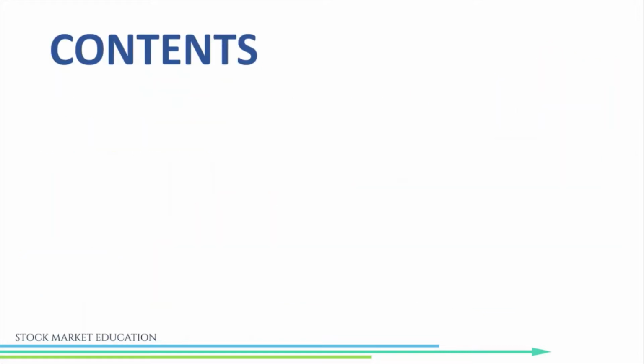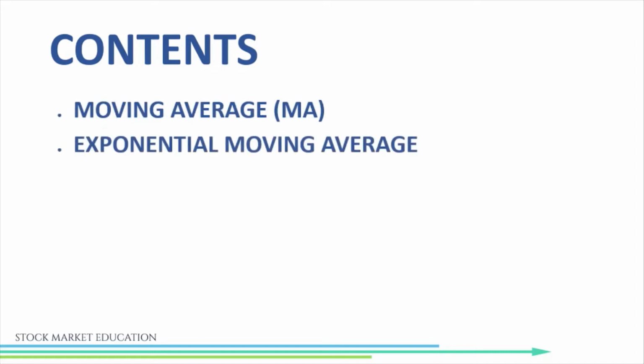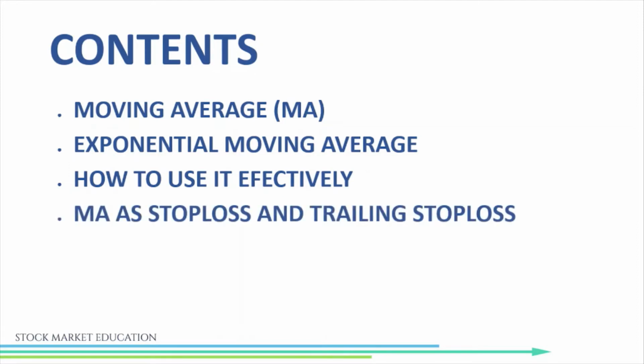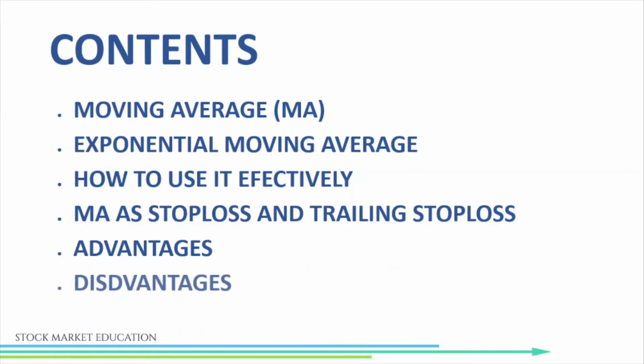Now in this video, we will see what is moving averages and what are the different exponential moving averages which are frequently used. We will see how we can use it effectively so that we can take good trades, we can take good profits, and we can have a good conservative stop loss. We will also see how we can manage and use this exponential moving average or moving averages as our stop loss and trailing stop loss. We will see what are the advantages of using this moving averages while trading. And lastly, we will also see what are the disadvantages.